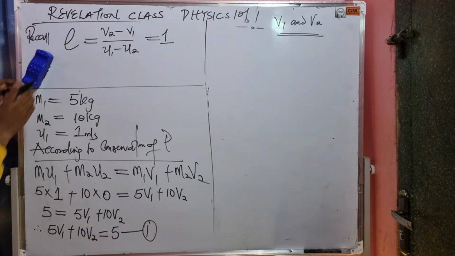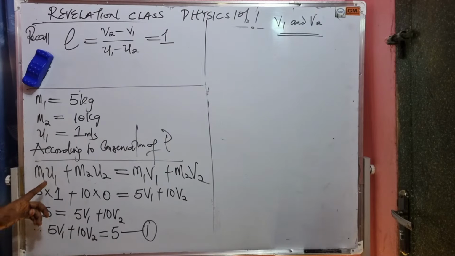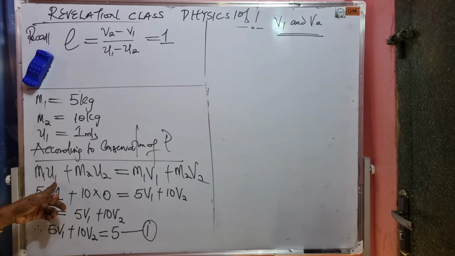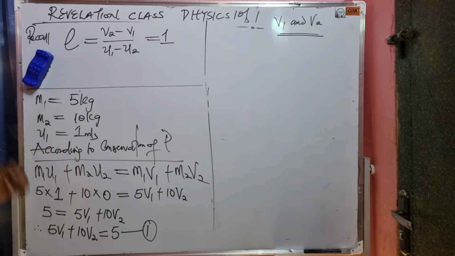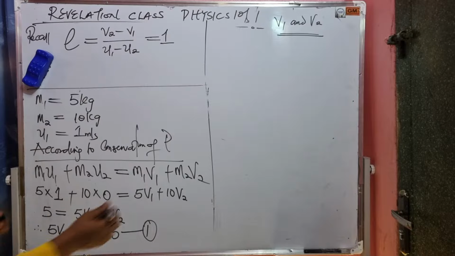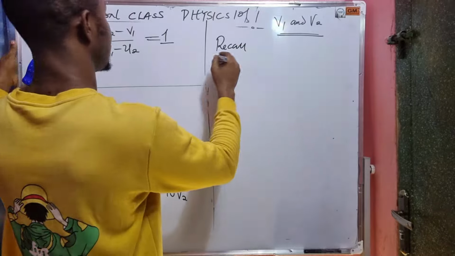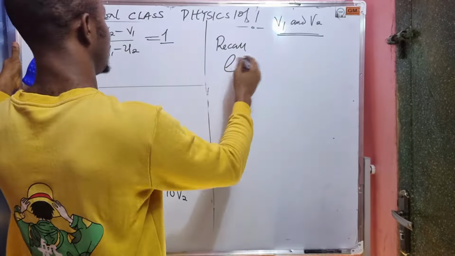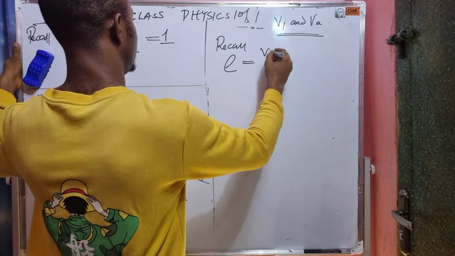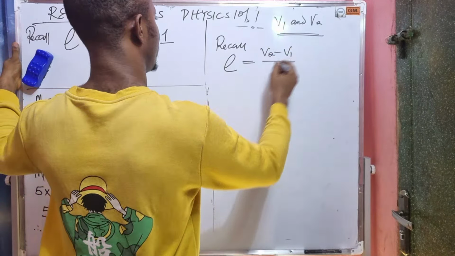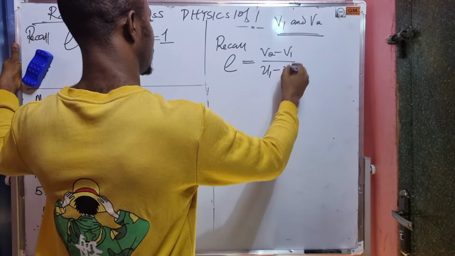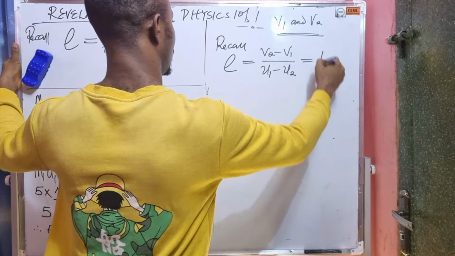We have been able to solve using the first equation, the first condition for all collisions. The momentum is what is conserved, right? Which gave us this, right? Then we also say, recall, that the value of our e, which is equal to V2 minus V1 over U1 minus U2, must be equal to 1.